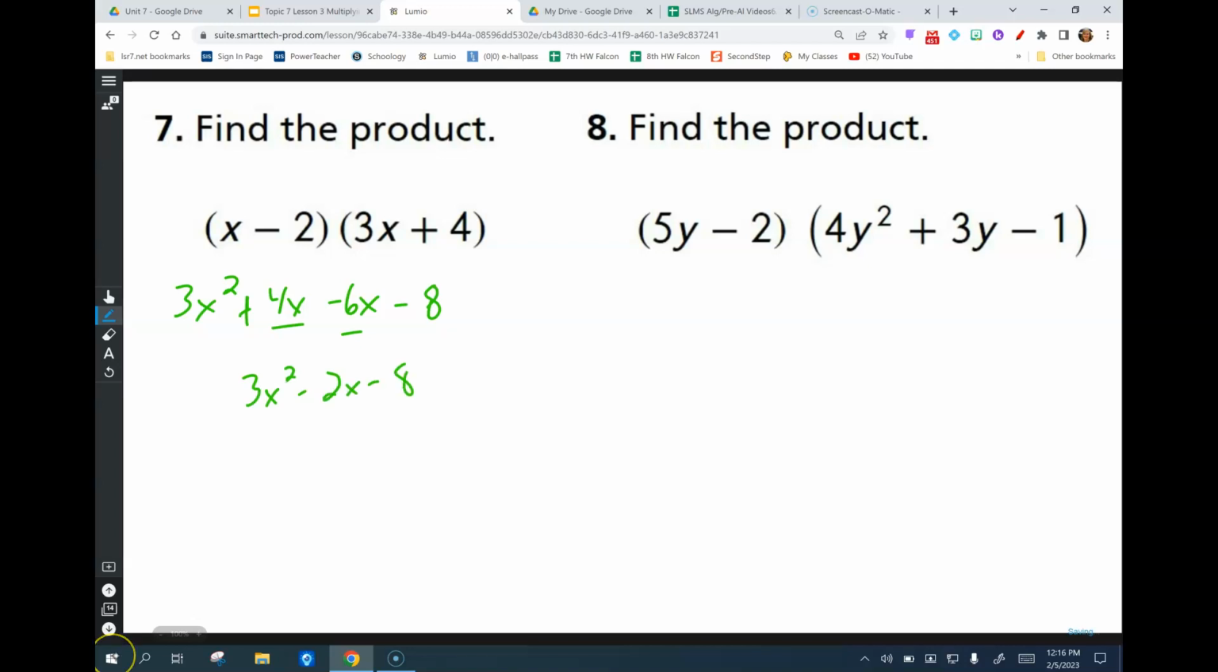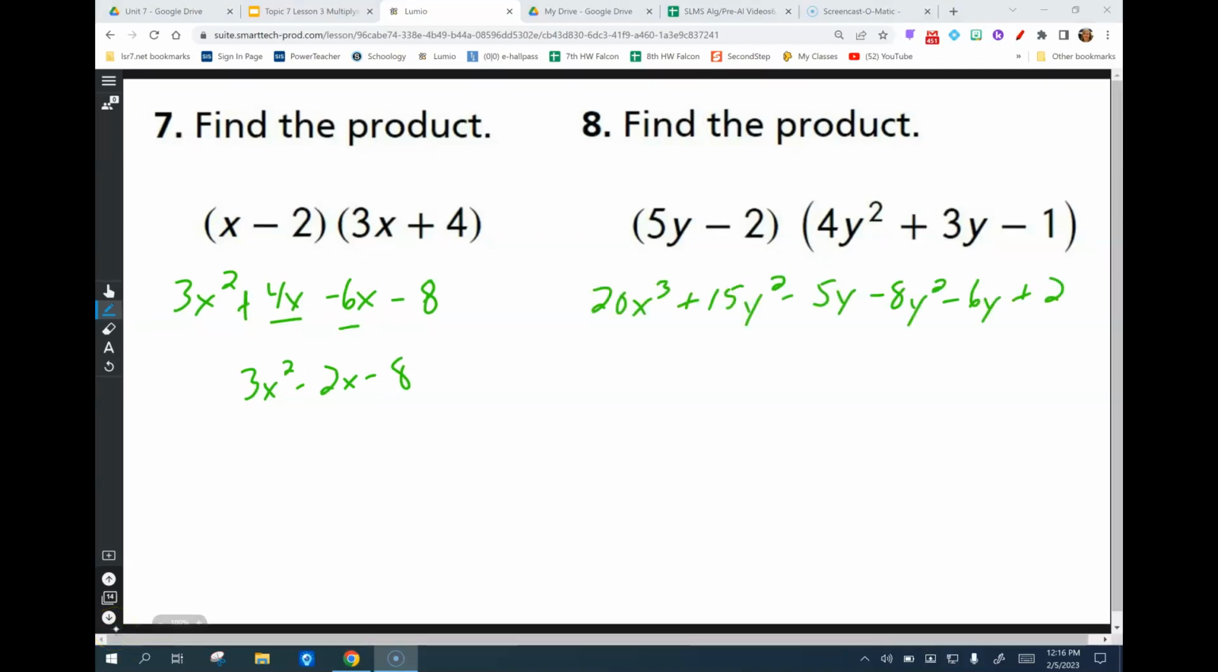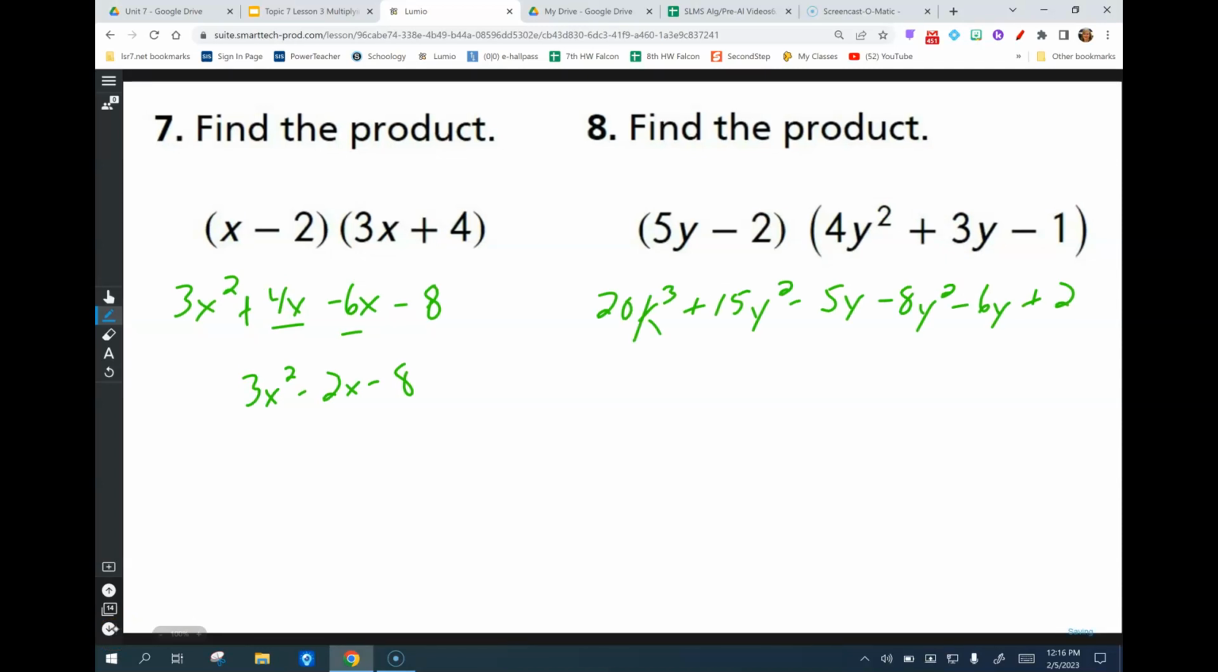Try number 8, go. Remember, you're going to multiply twice or draw the box. So you got 20y cubed, 15y squared, minus 5y. Then I took negative 2 times everything, and I got a negative 8y squared, negative 6y, and a positive 2. We're now going to combine like terms. So 20y cubed, 15y squared and negative 8y squared is going to be 7y squared. Negative 5y and negative 6y is negative 11y plus 2.